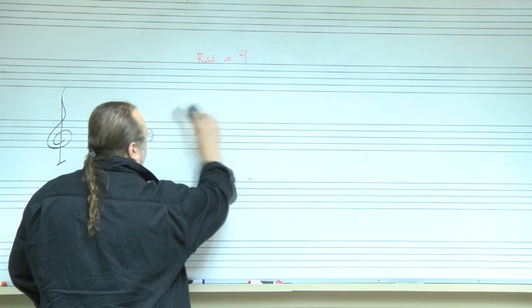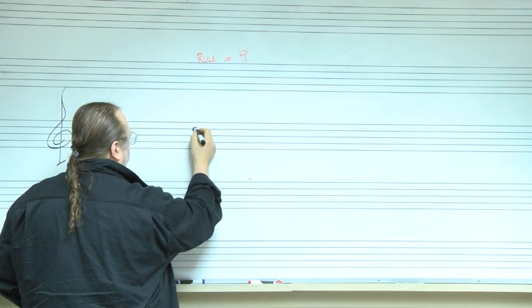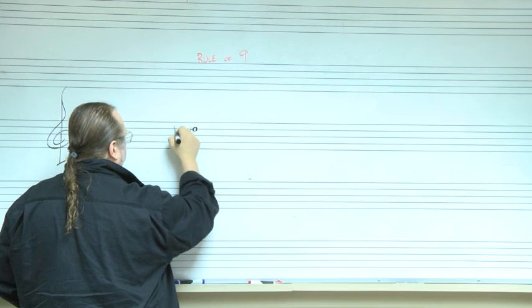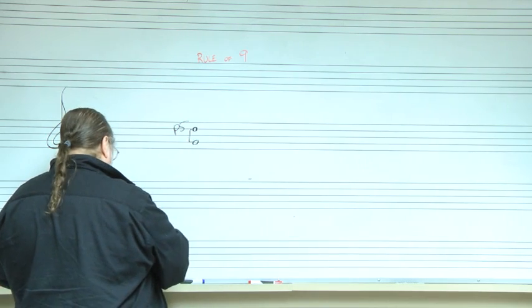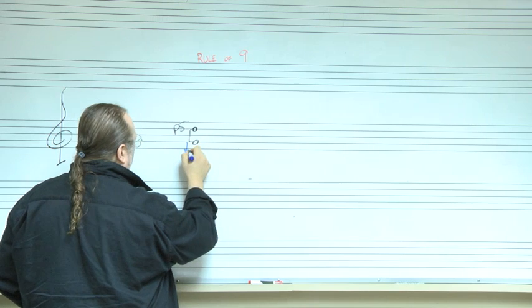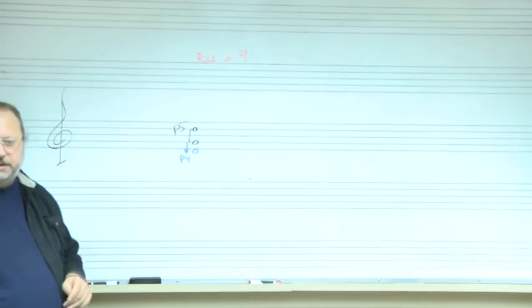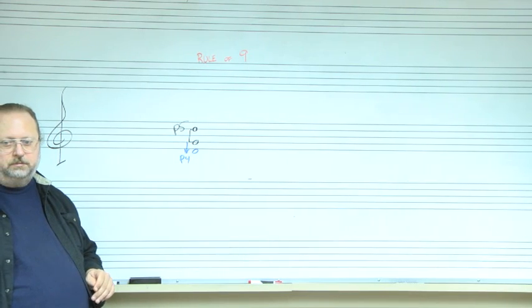Okay, then if you've got G and D, that's a perfect fifth going up. And then down, the perfect fourth. They equal 9. Oh, that's cool.